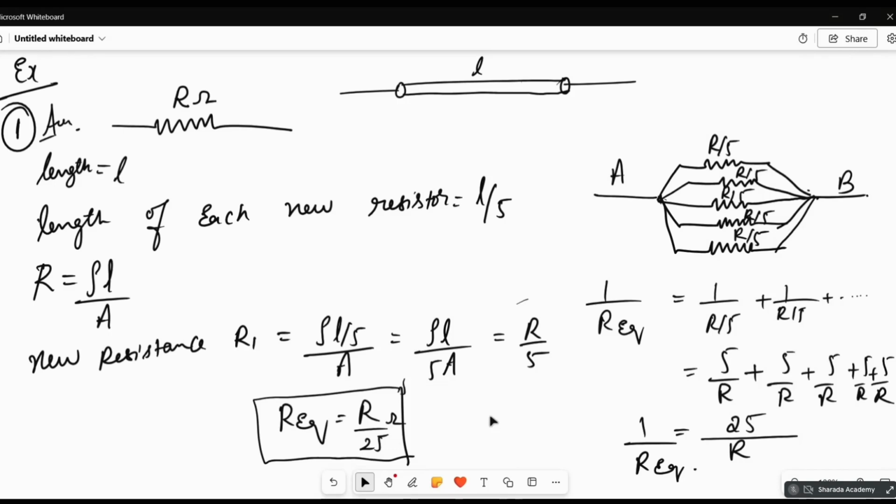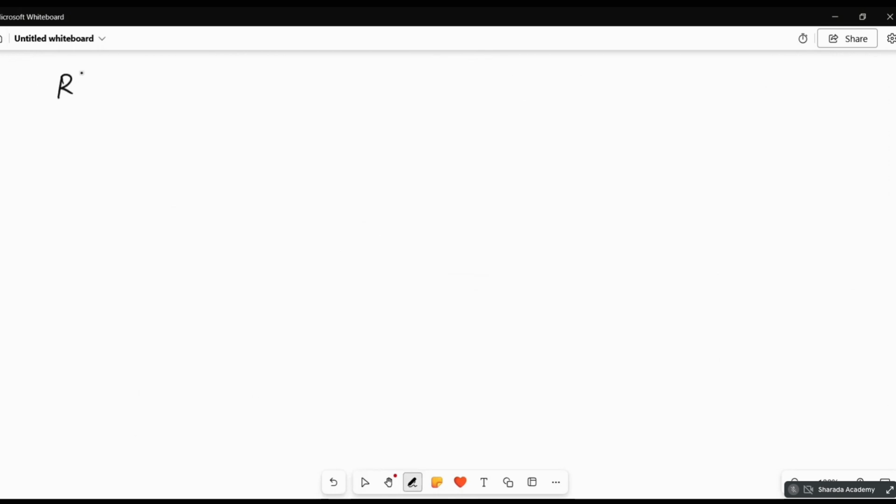Now he is asking the ratio of R by R dash. So this R equivalent he is calling as R dash. R dash is equal to R by 25. Now you have to find the ratio of R by R dash. Mark this problem as important. We know R dash is equal to R by 25, which we got as the equivalent resistance, and he is asking the ratio of R by R dash. So it is equal to R divided by R by 25.